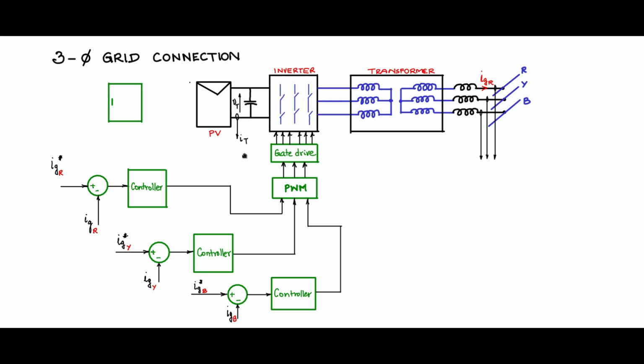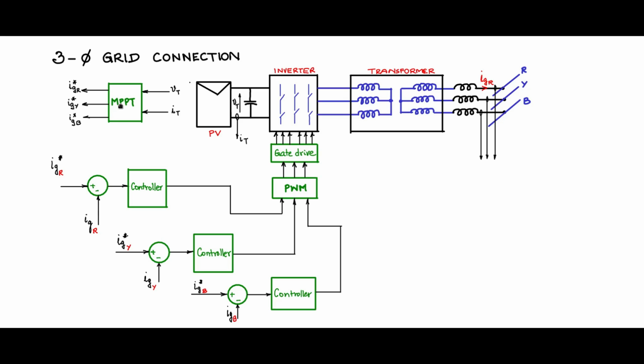Now let me have an MPPT block, and we have seen the MPPT algorithm. One of the MPPT algorithms we will use, and the inputs to that will be Vt and It. And what will be the outputs from the MPPT algorithm? It will be the reference values of the currents IGR*, IGY* and IGB*, command values. Now these references are all sinusoidal values. How did you get a sinusoid?